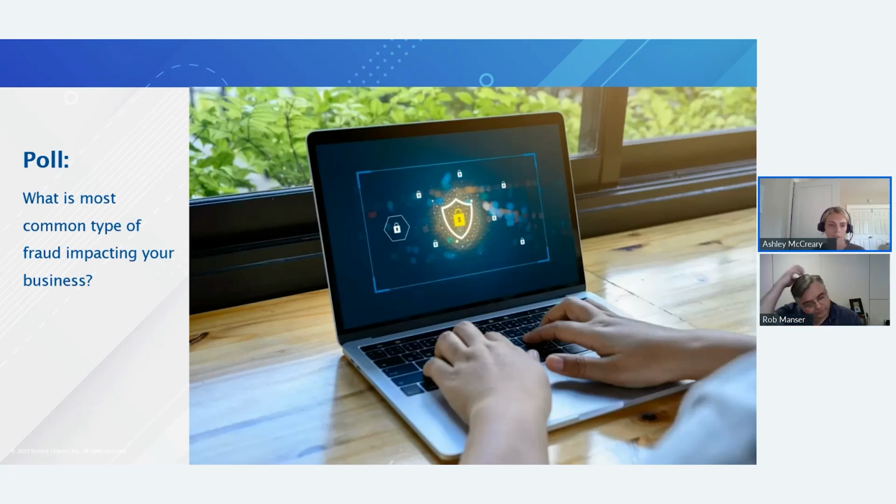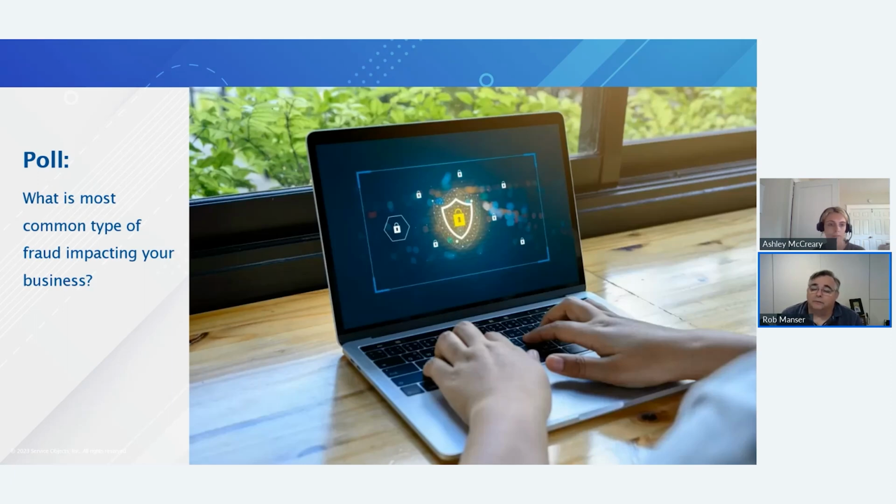Great. So it looks like we have some answers coming through. The top one is payment fraud, followed by fake accounts and delivery fraud. Great. Well, we're definitely going to take a look at some of these types of fraud. Let's dive into the next screen.